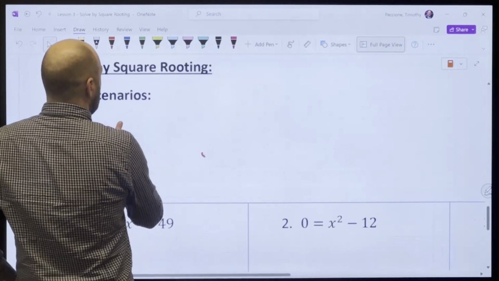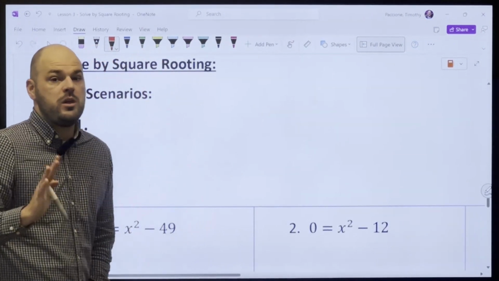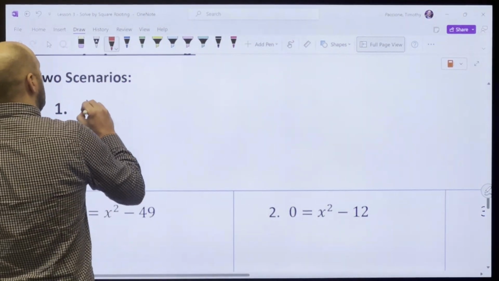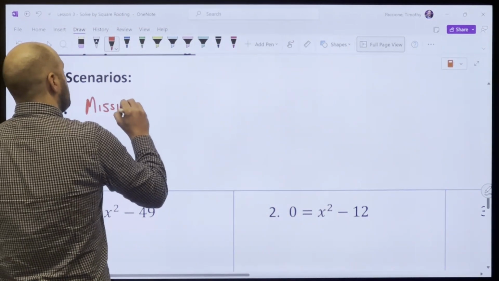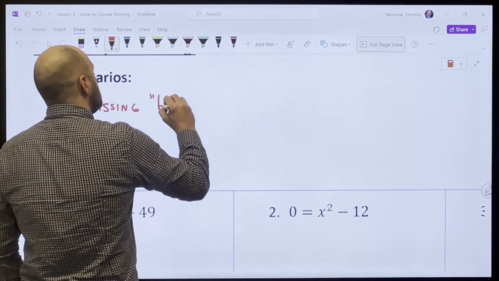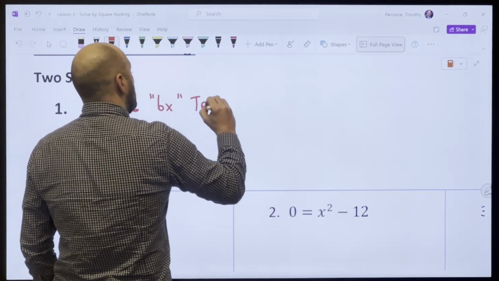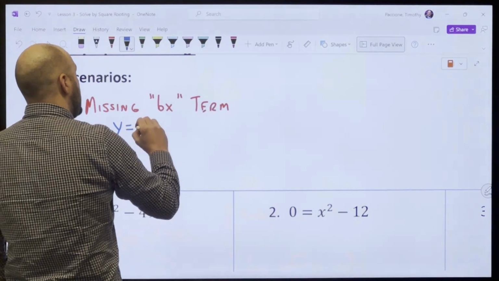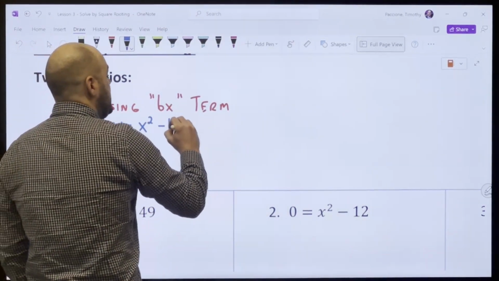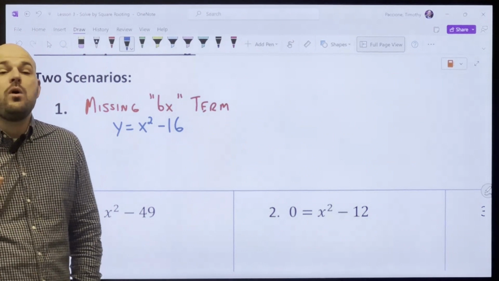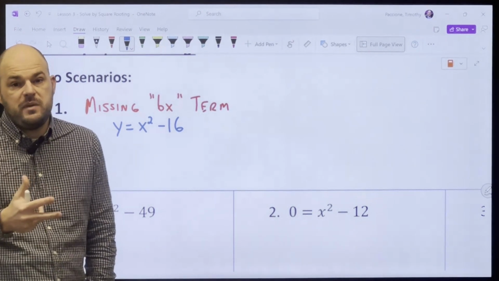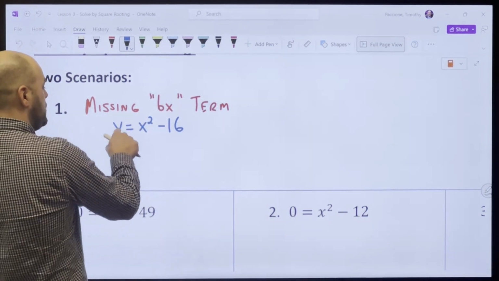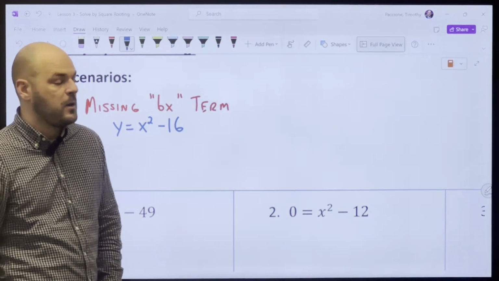So when you're solving using square roots, there's two scenarios where you might solve using square roots. The first we've done already. When you're missing your bx term, one of your options is to solve using square roots. So for instance, if you have y equals x squared minus 16, right? You don't have your bx term, ax squared plus bx plus c. There's no bx, right? So we can solve using square roots. We would set that equal to 0 and then solve from there, okay?